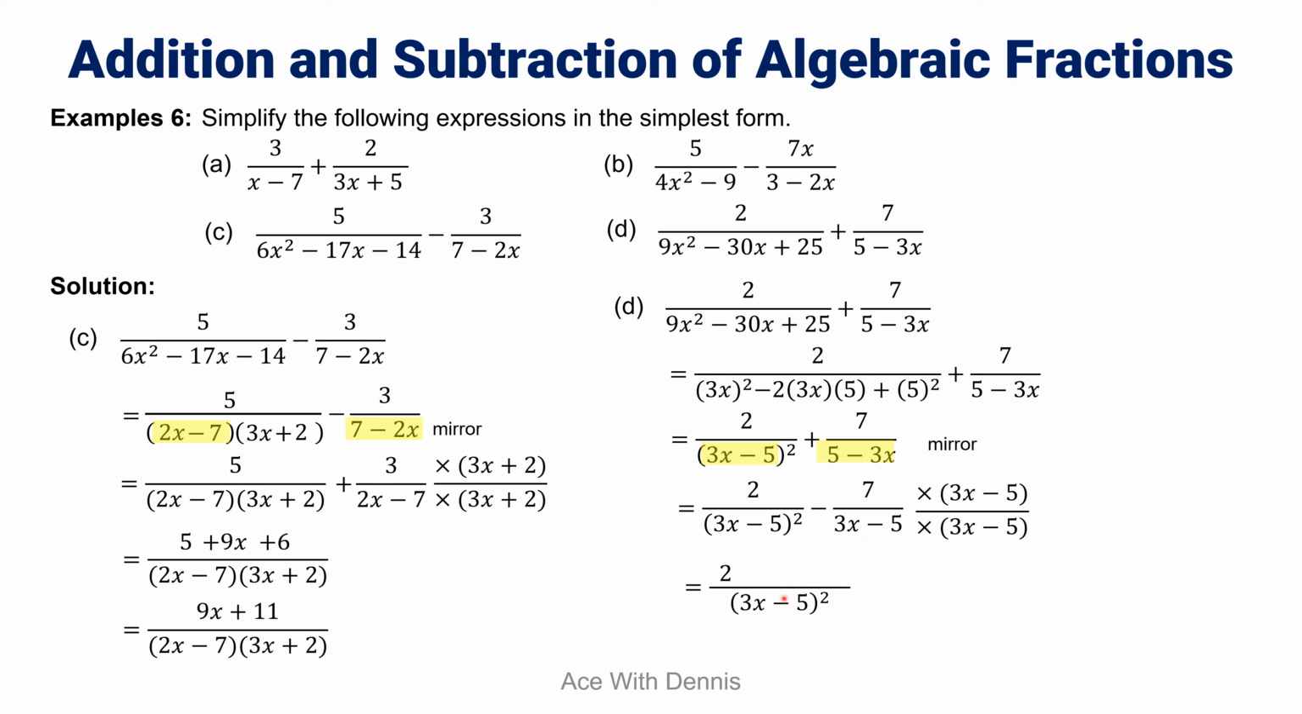Then we simplify. 2, then minus 7, expand the bracket here, times 3x, I'll get minus 21x, and minus 7 times negative 5, I'll get negative 35. So simplify them together, we have minus 21x minus 33 over (3x minus 5) squared. Or if you want, you can factorize, because for 21x and 33, the common factor is 3. So we have negative 3 bracket 7x plus 11 over (3x minus 5) squared.